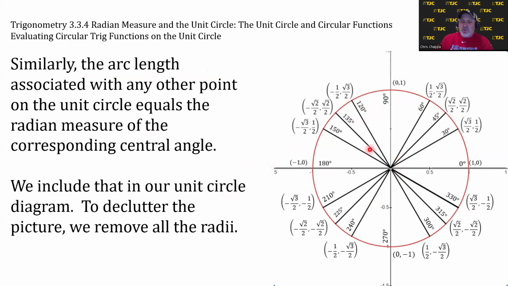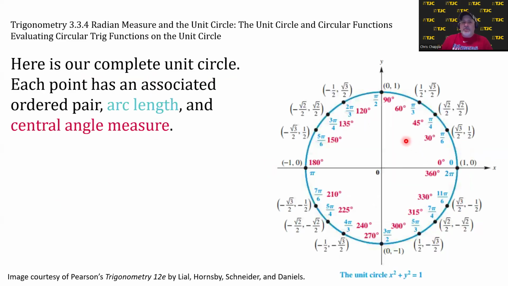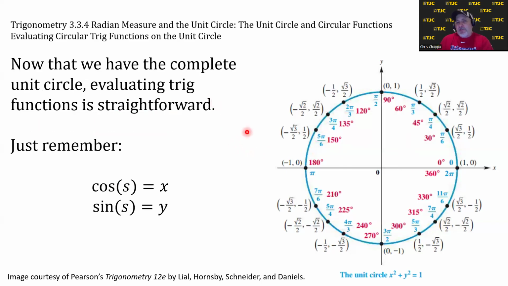To declutter the picture, we remove all the radii. And here's our complete unit circle. Each point, such as (square root of 3 over 2, 1/2), has an associated ordered pair, arc length in blue, pi over 6, and central angle measure, 30 degrees. Now that we have the complete unit circle, evaluating trig functions is straightforward.